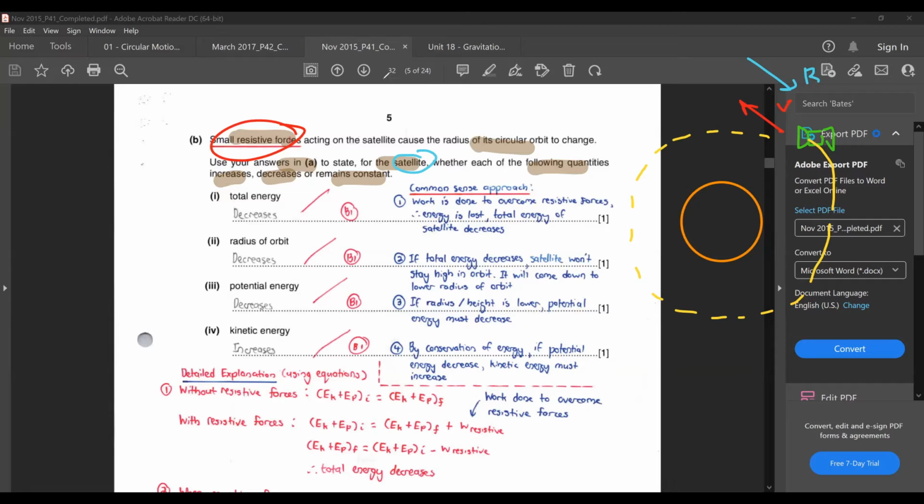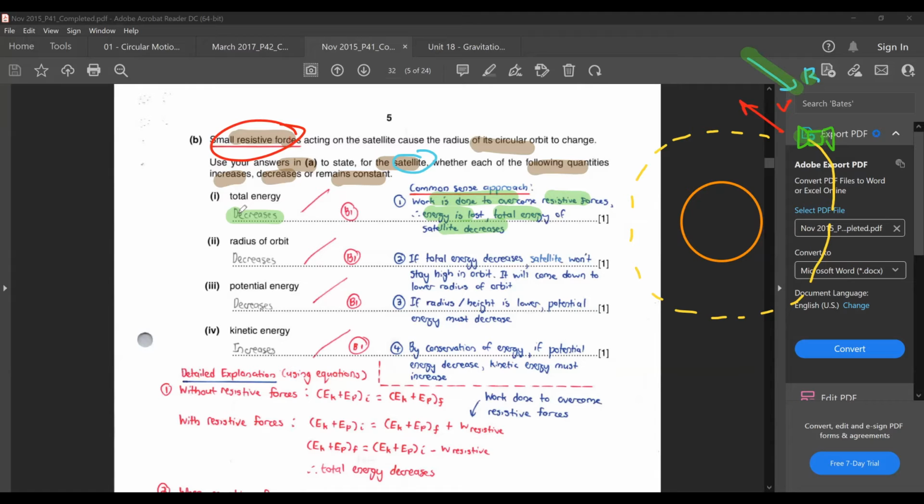So here, common sense will tell you if your satellite is moving and encounters resistive forces, you need to have work done to overcome the resistive forces. Work is done by the satellite to overcome resistive forces. So energy must have been lost here. Your total energy of the satellite must therefore decrease.